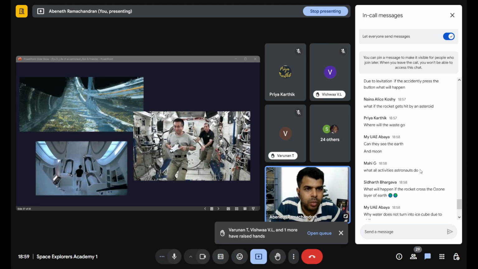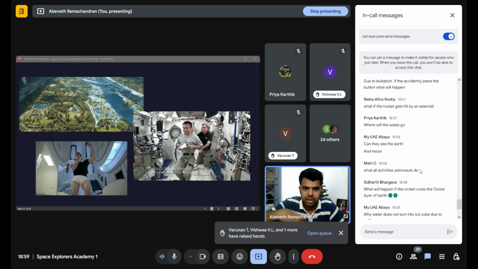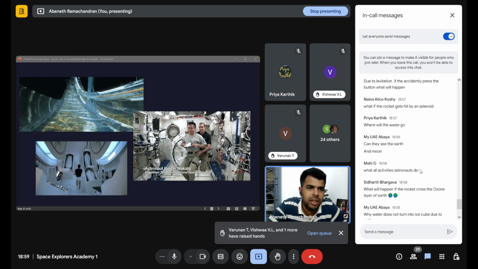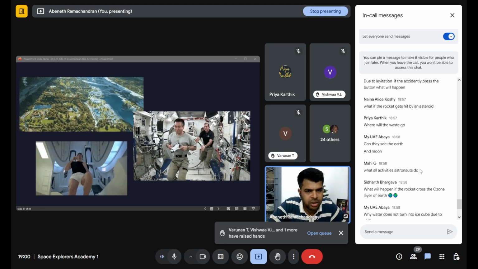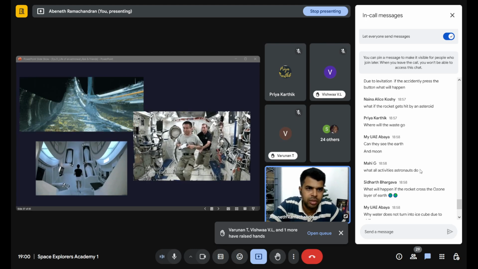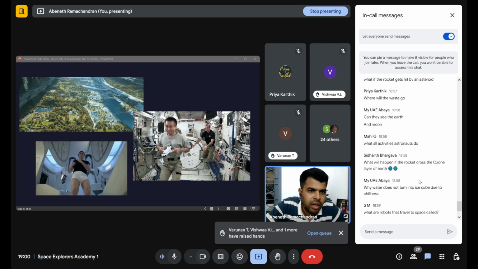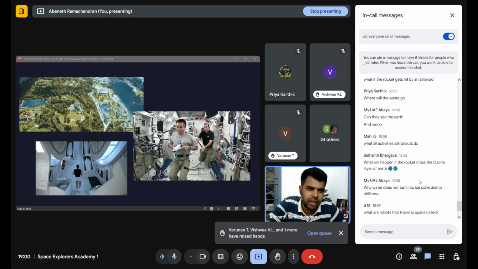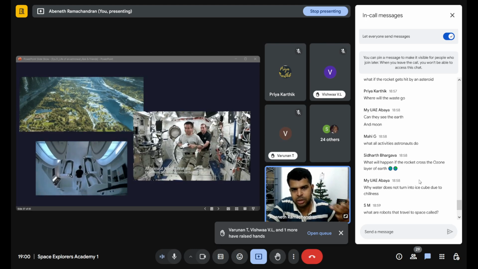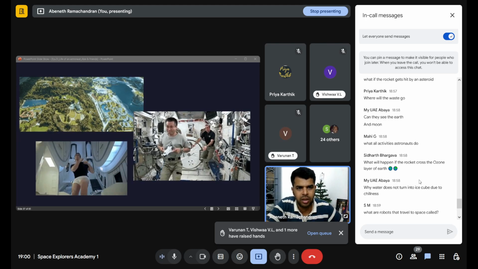Where will the waste go? They will bring it back to the Earth and they will dispose it. They will not throw it into space. Can they see Earth and the Moon? Yes, every day they can see both Earth and the Moon very comfortably. What all activities do astronauts do? They do a lot of activities. They do physical activities, they do experimental work, they do space walks, a lot of things.